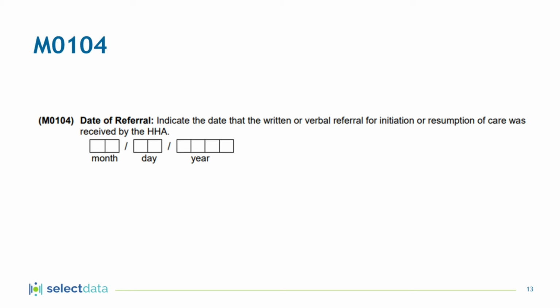M0104 says the date of referral. Indicate the date that the written or verbal referral for initiation or resumption of care was received by the HHA. A valid referral is considered to have been received when the agency has received adequate information about the patient. This would include name, address, contact information, and diagnosis and/or general home care needs.